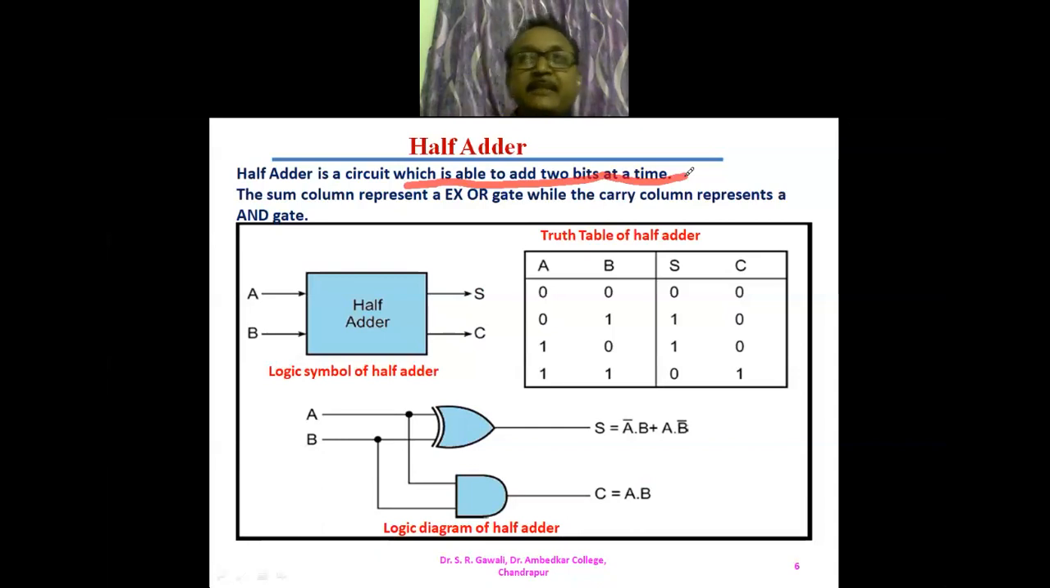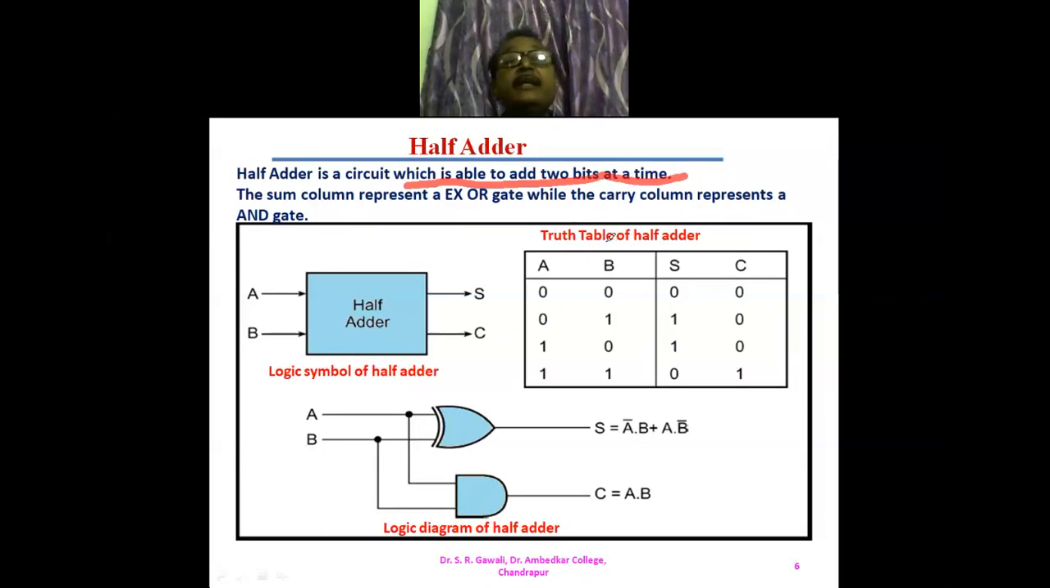Suppose A is 1 bit, B is another bit, and A and B are to be added together. A plus B is equal to... Now suppose there are the 2 inputs A and B, and these 2 bits are to be added together. When we add 0 and 0, we get the sum as a 0 and a carry as a 1.